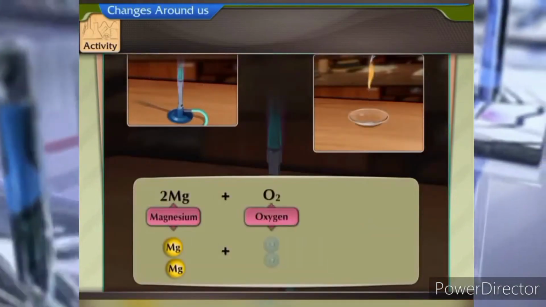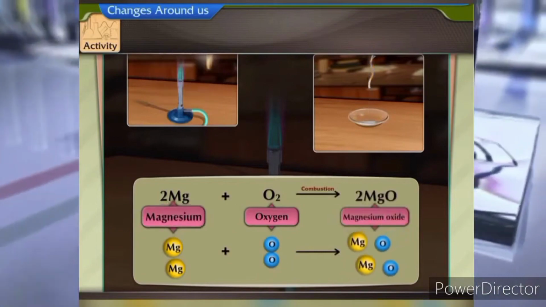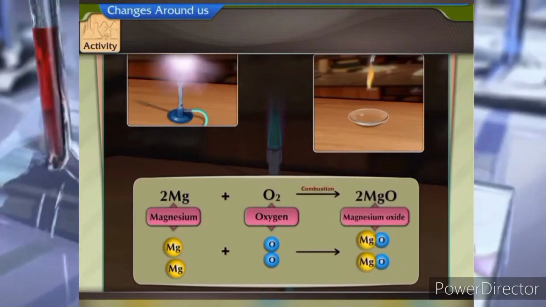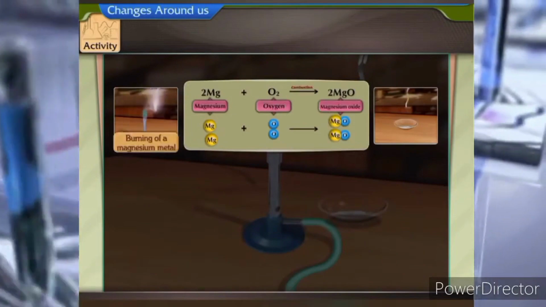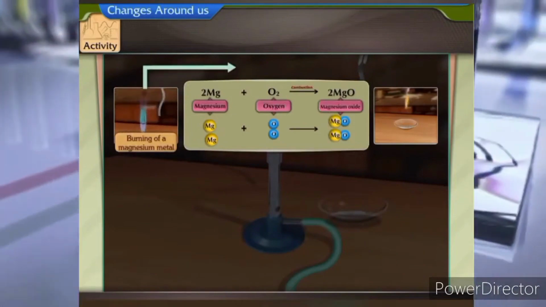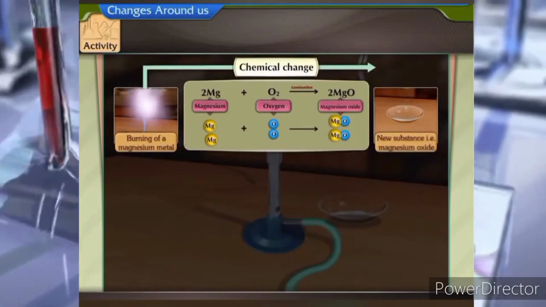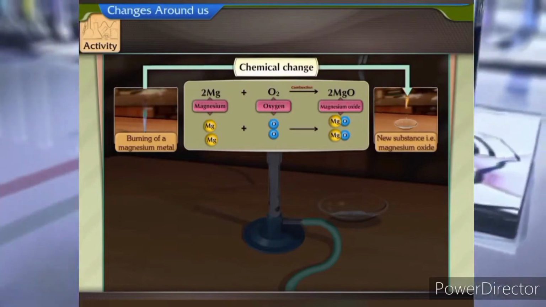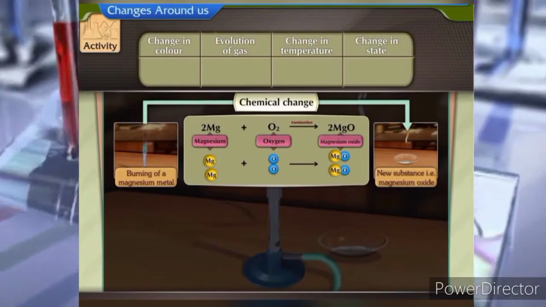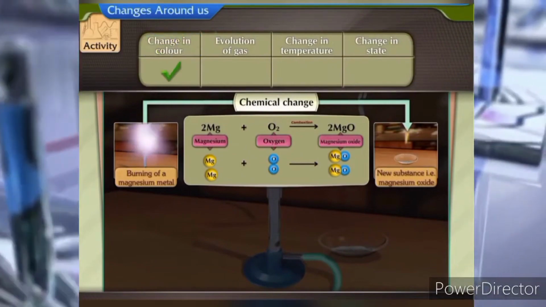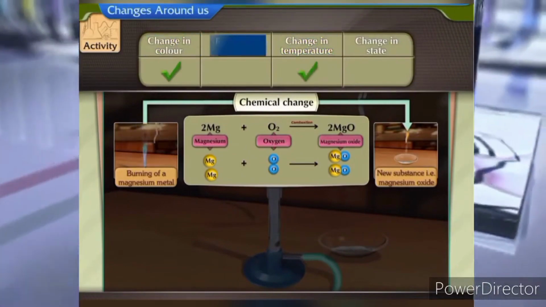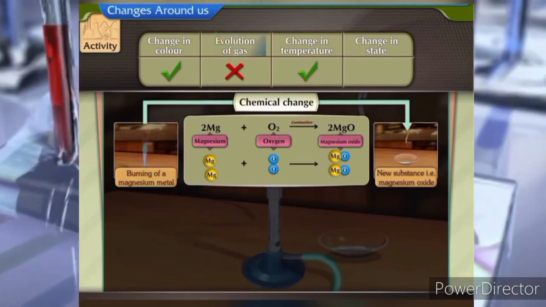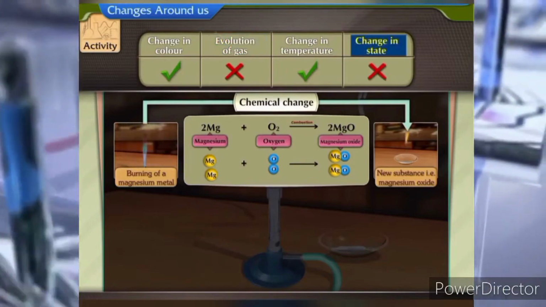In this reaction, oxygen combines with magnesium to form magnesium oxide. Burning of a magnesium metal is a chemical change as a new substance, that is, magnesium oxide, is formed. In this reaction, there is a change in color and temperature. There is no gas evolved and no change in state.